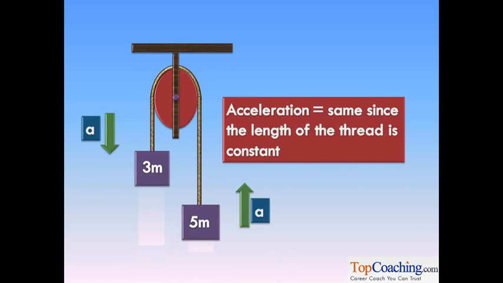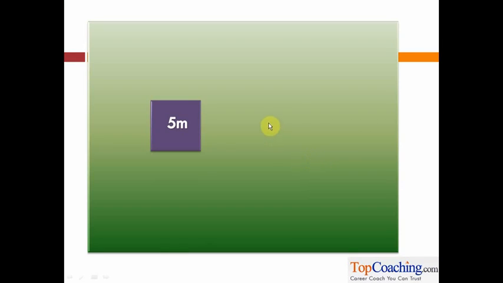Understood? So you needn't worry about exactly which direction this system is moving in. Is the 3m block going down and the 5m block going up, or is the 5m block going down and the 3m block going up? You needn't worry about all that. But what you do need to worry about is the fact that the acceleration of both the blocks is the same, and that if one block is going down, then the other block is definitely going up. Let's now consider the free body diagrams of both these blocks and write the equations.